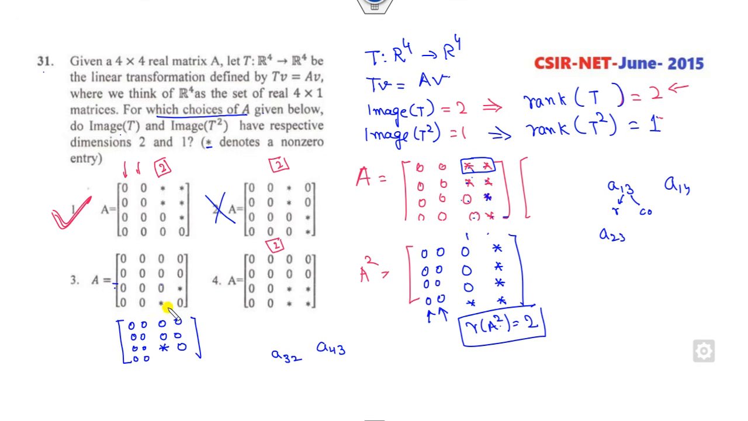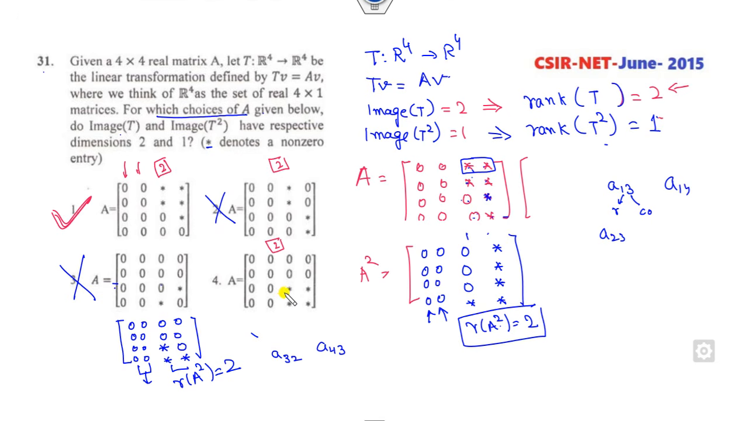Fourth row, third column. So the last value is a non-zero. This value will be this into this, which is a non-zero. Again, you can see that two rows are zeros and two rows are non-zero. The rank of this is 2, but we need 1 again. This option is cancelled out.